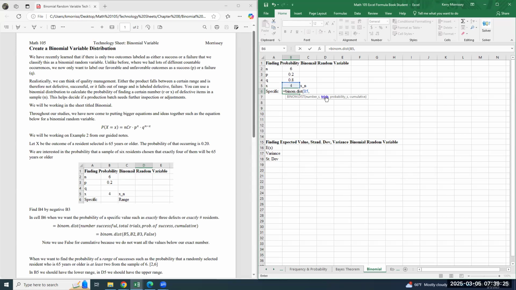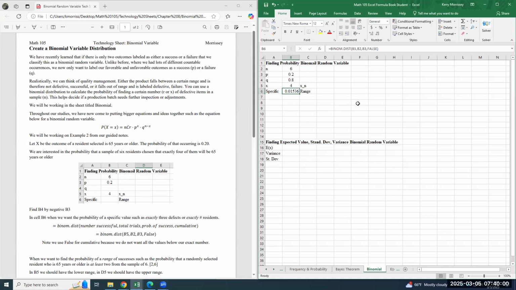Comma, and then it says trials. Trials is your total, so 6, B2. Comma, the probability of S, the probability of success, found in B3. Comma, and then there's cumulative, which means: are we going to tally up all of the values lower than 4 and 4, or do we want something very specific? For us, we do not want cumulative, we do not want a range, so we are going to be using FALSE.